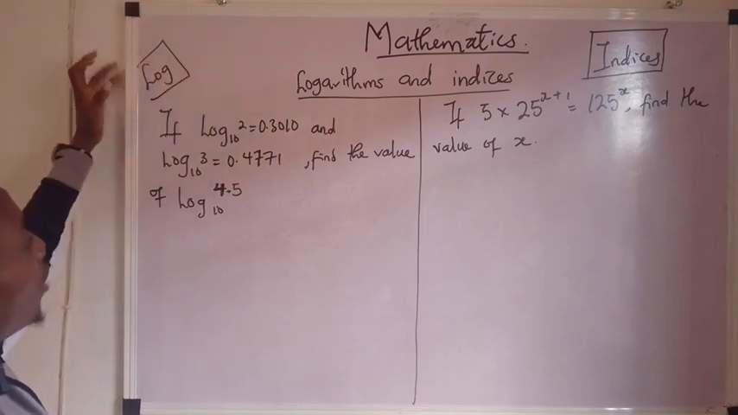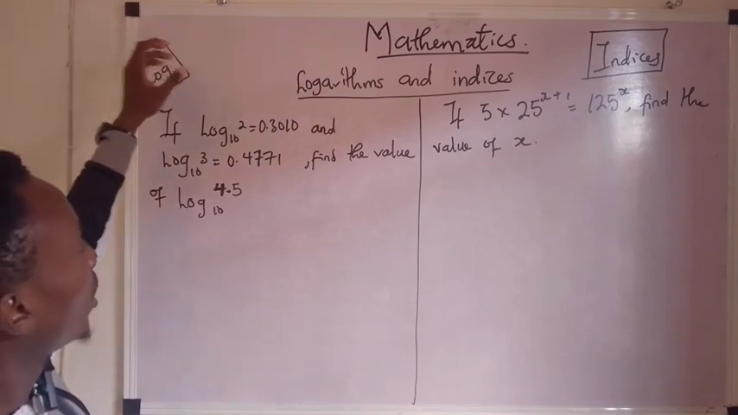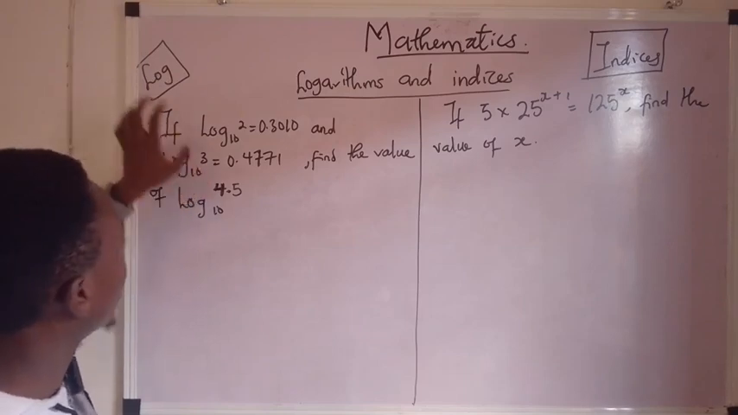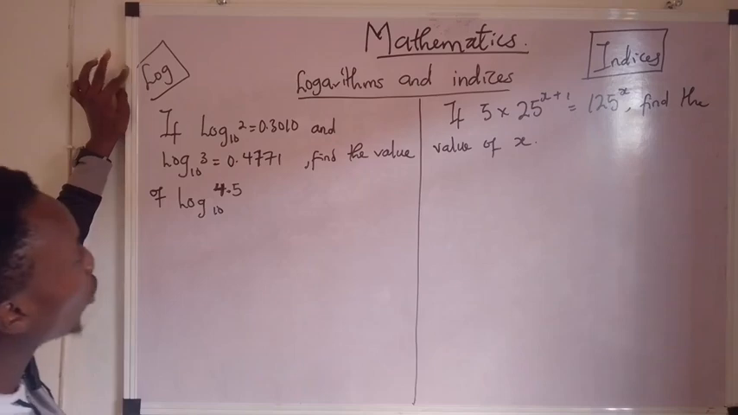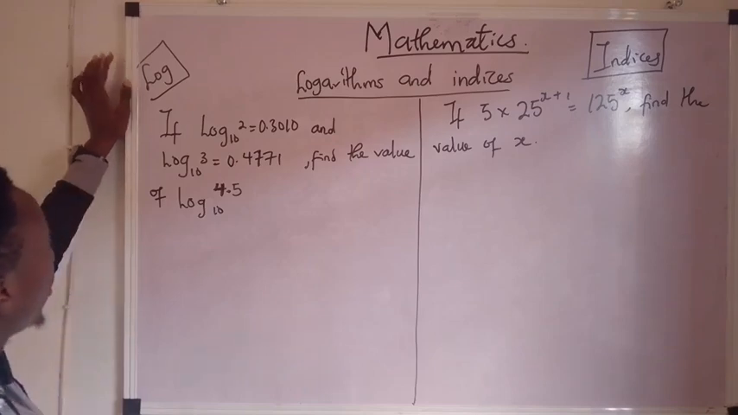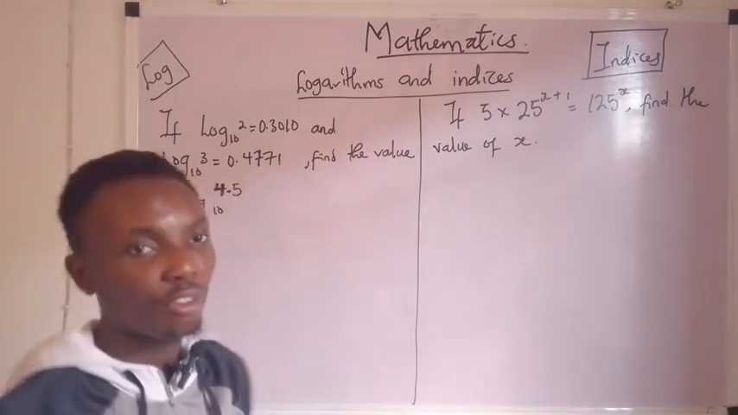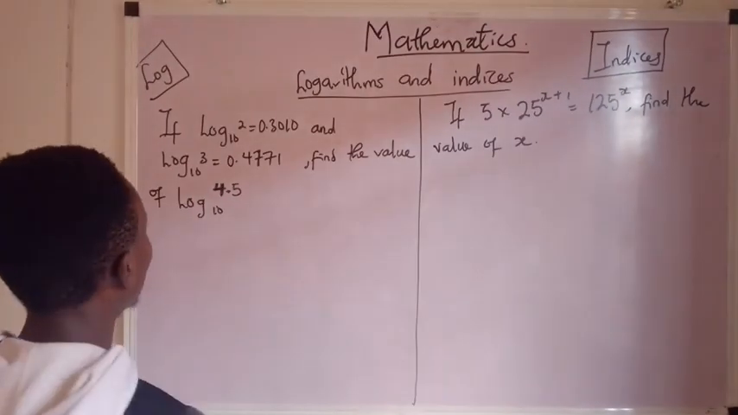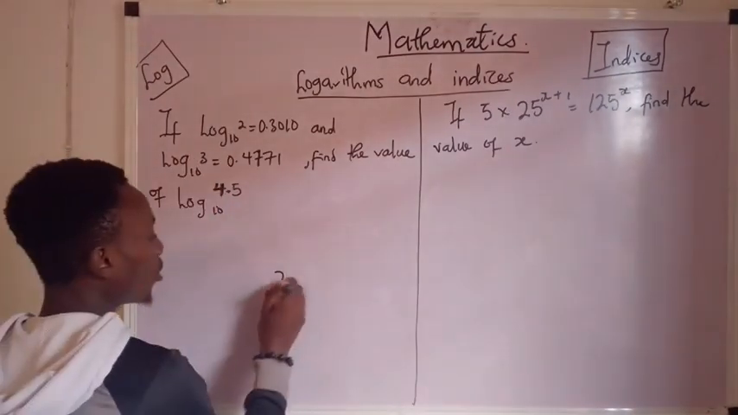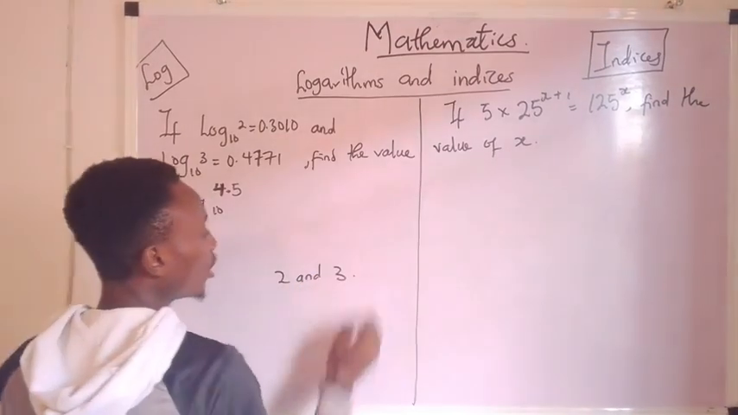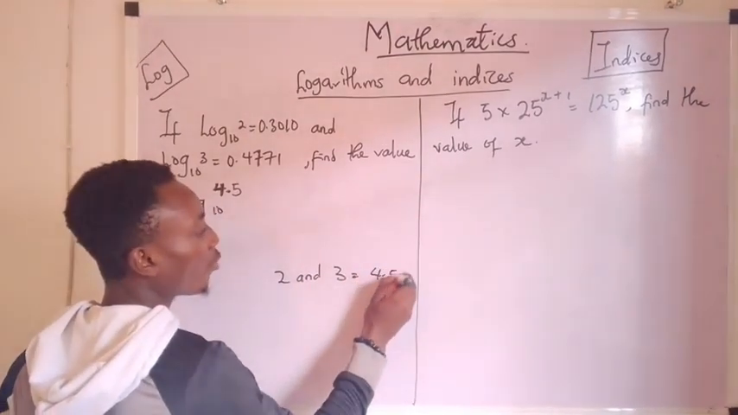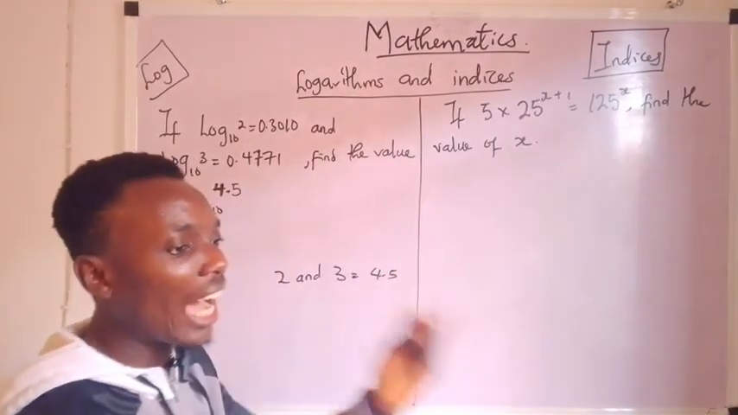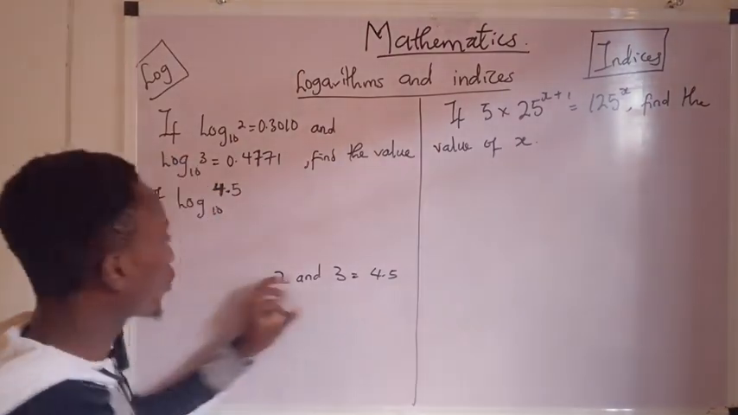If log base 10 to the power 2 is 0.3010, and log base 10 to the power 3 is 0.4771, find the value of log base 10 raised to power 4.5. It's quite simple. Now, all we have to do is look for the combination of how we can get 2 and 3 to give you 4.5. Whether a combination of multiplication and division, how do you multiply and divide, any one, to give you 4.5.